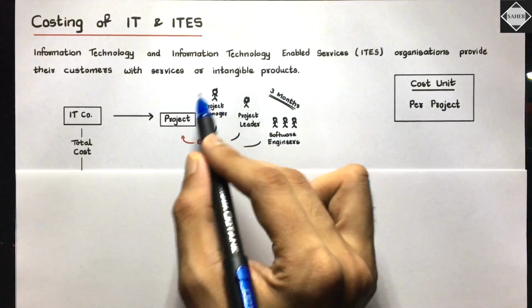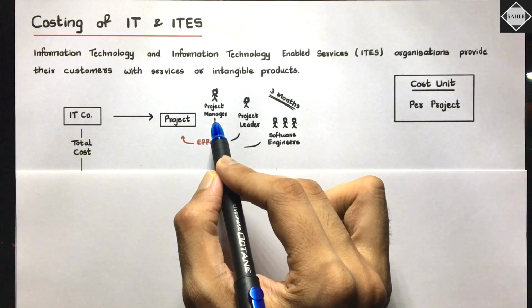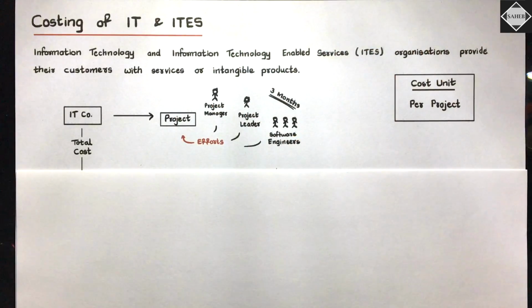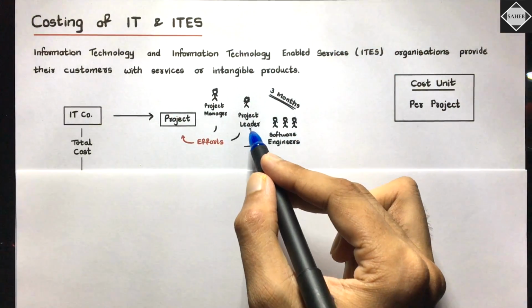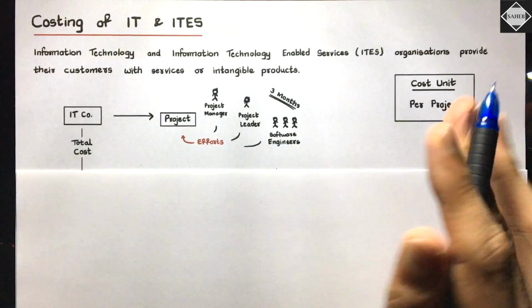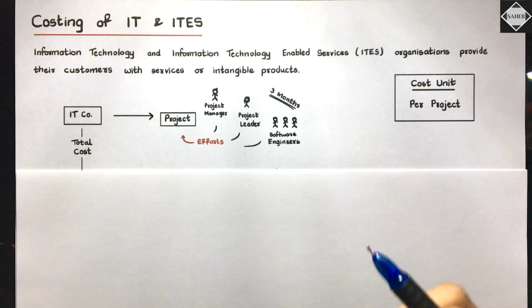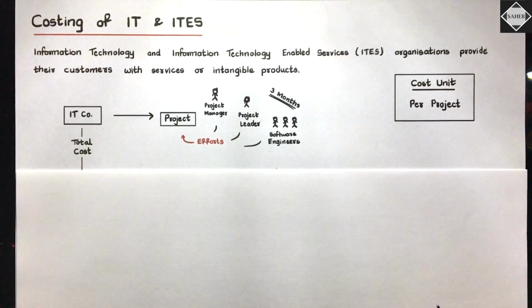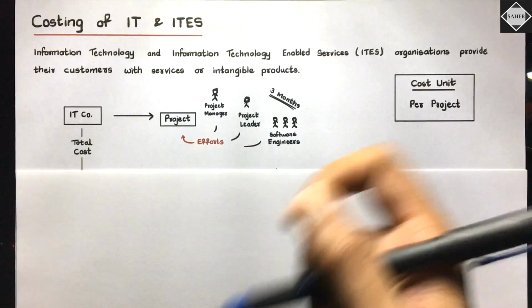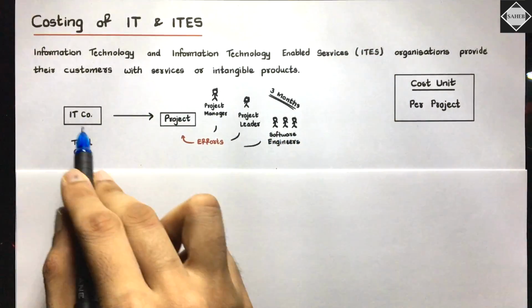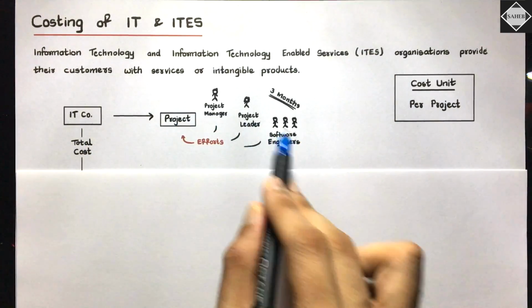Now there will be multiple layers of authorities. There will be a project manager, who may be supervising 3 or 4 projects. That can also happen. Then there is a project leader. Then there are developers, software engineers, front end, back end. So the engineers will be there. Now to these people, salary has to be paid. The company will pay the salary. You have to think from the point of view of the company.